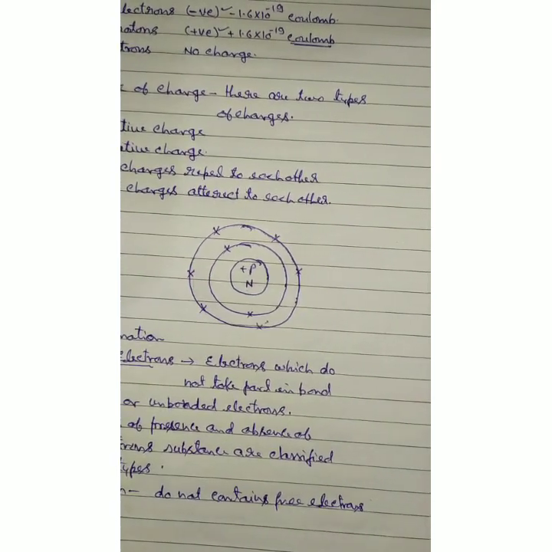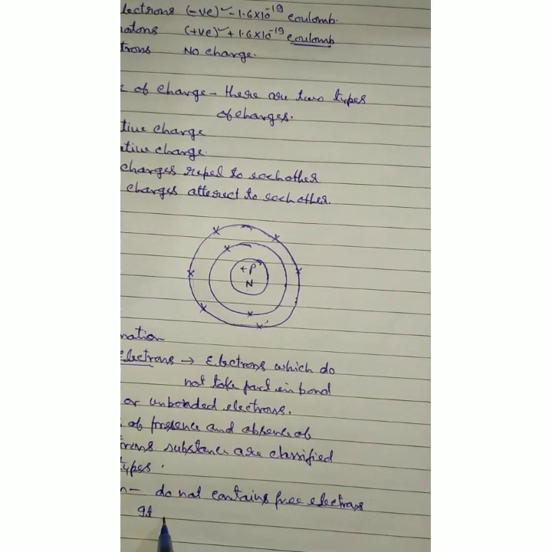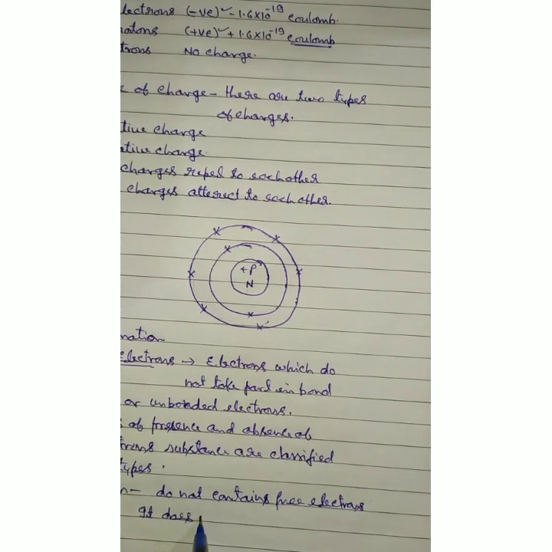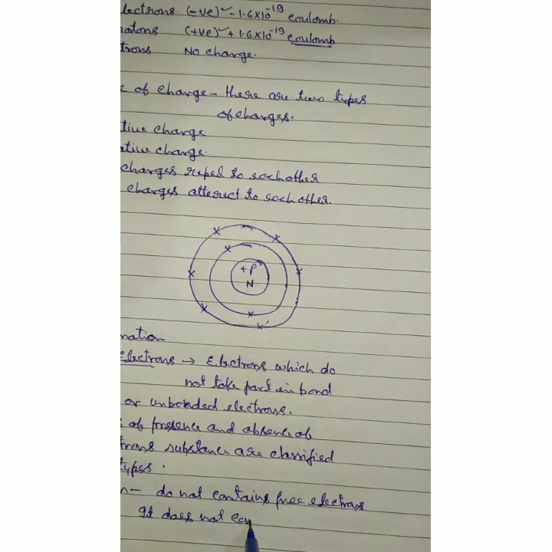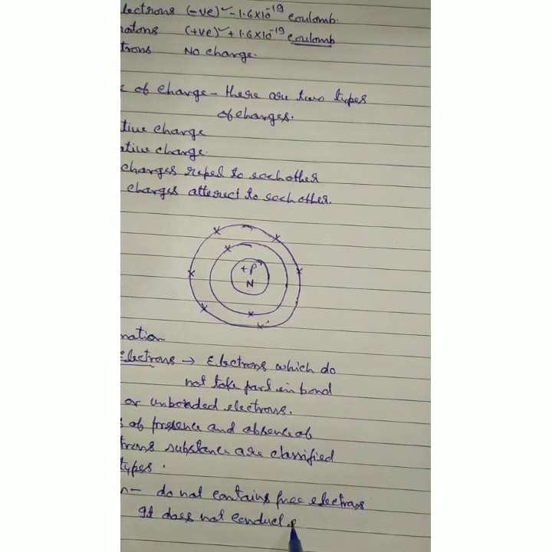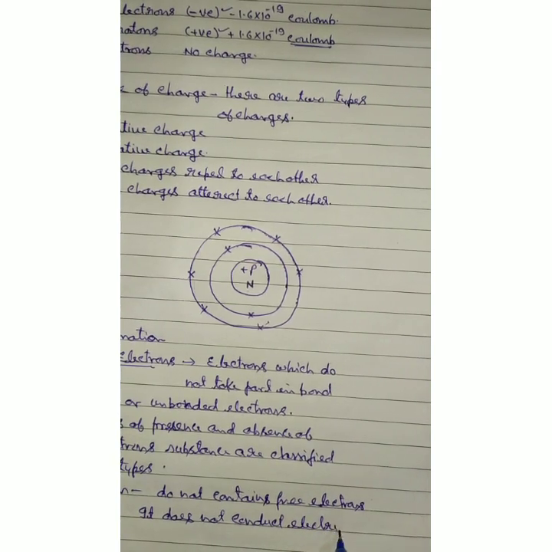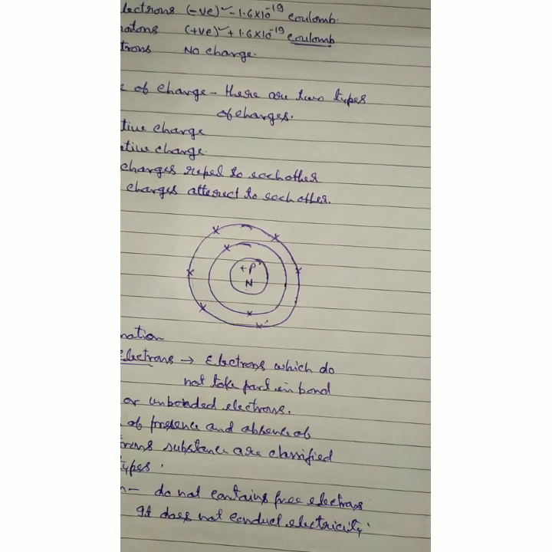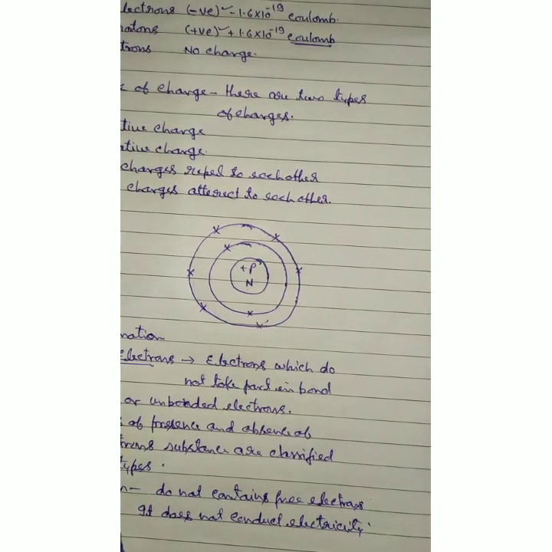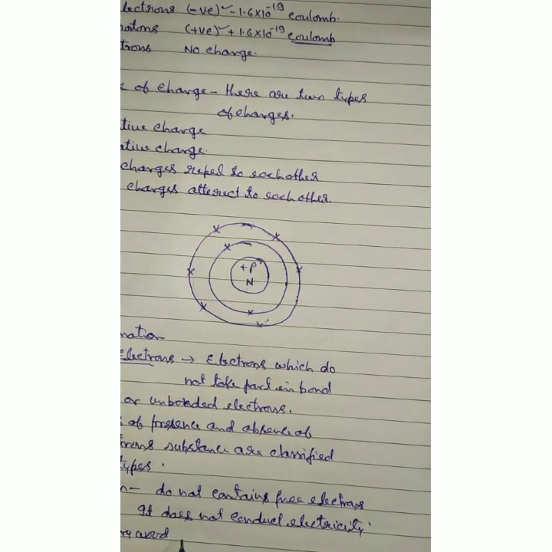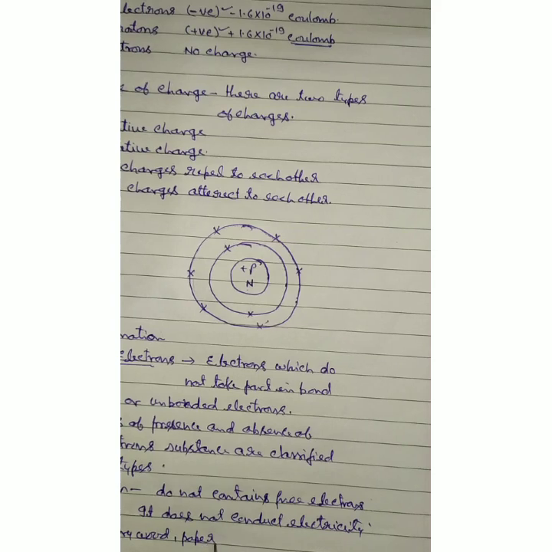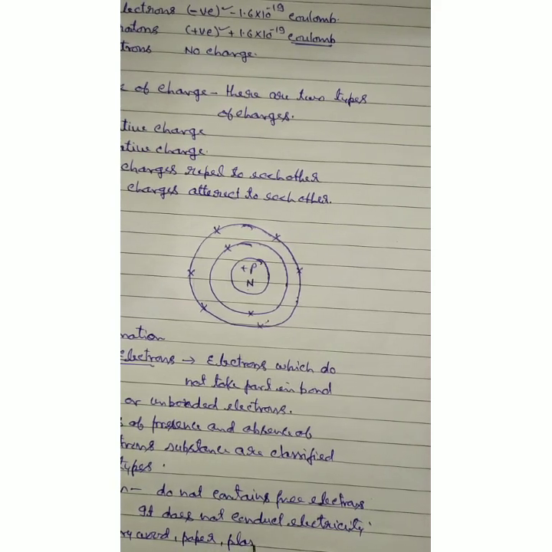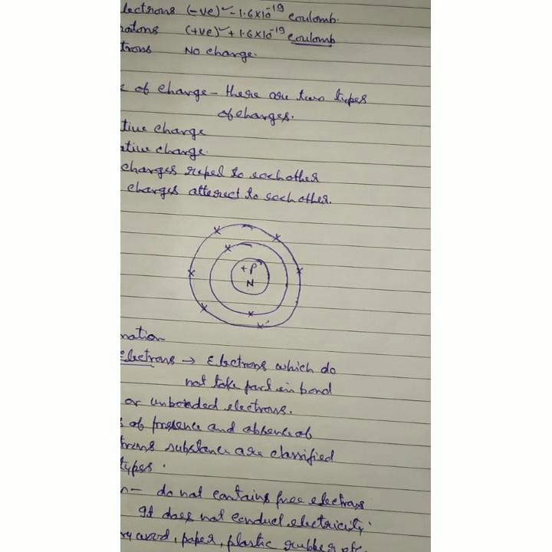Insulators do not contain free electrons, and they do not conduct electricity. For example, dry wood, paper, plastic, rubber, etc.